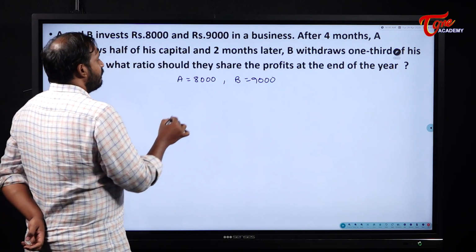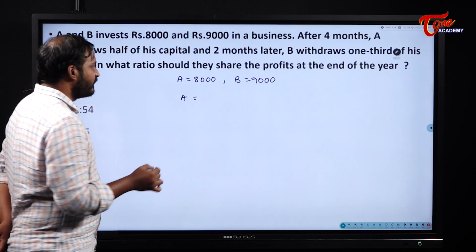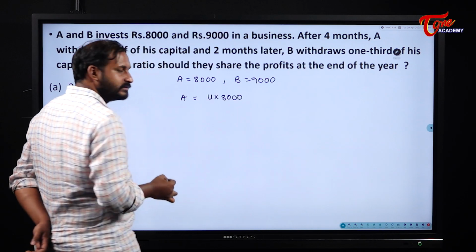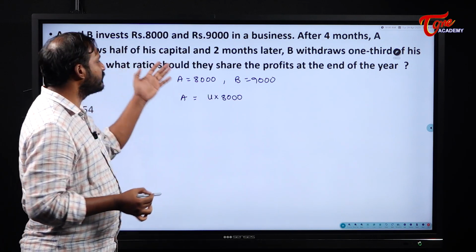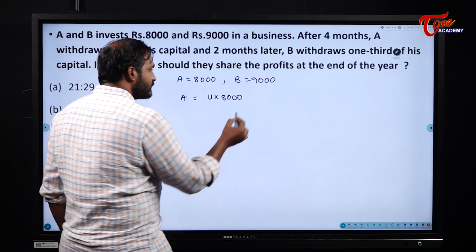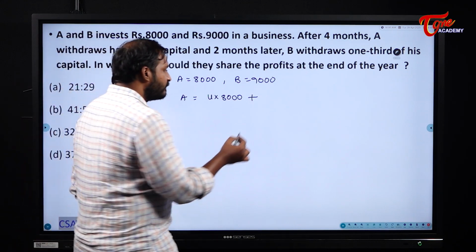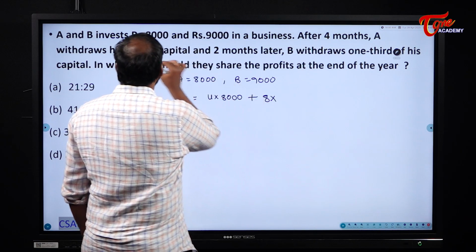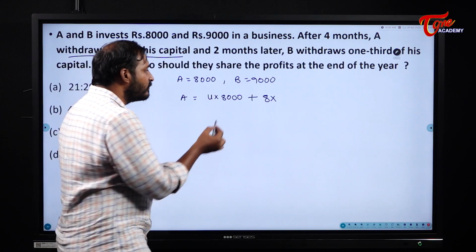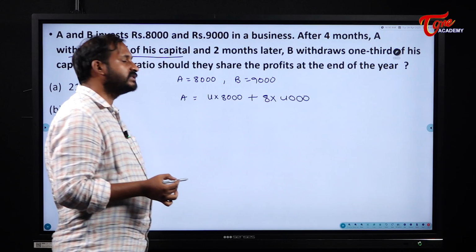Now first of all I am writing A's investment, students. For the first 4 months, his investment is 8,000. Am I correct? Why? Because after 4 months, A withdraws half of his capital. That means till 4 months, his investment is 8,000. Plus, after 4 months, how many months are left in a year? 8 months. For the remaining 8 months, he withdrew half of his capital, right? So his investment for the remaining 8 months will be how much? Half of 8,000 is 4,000.